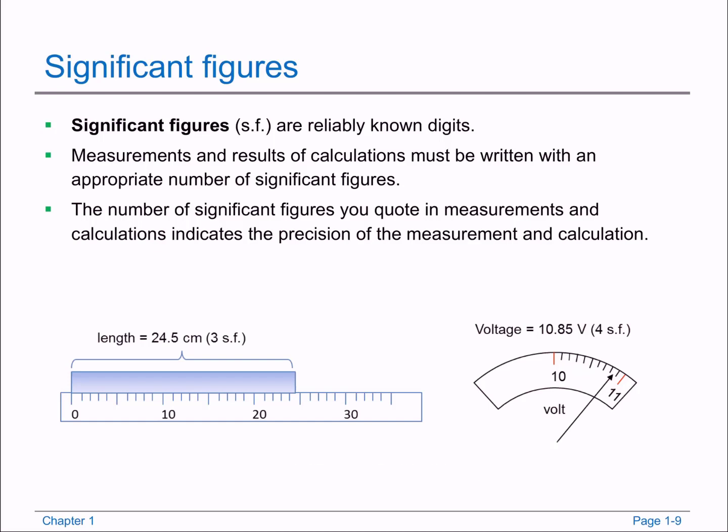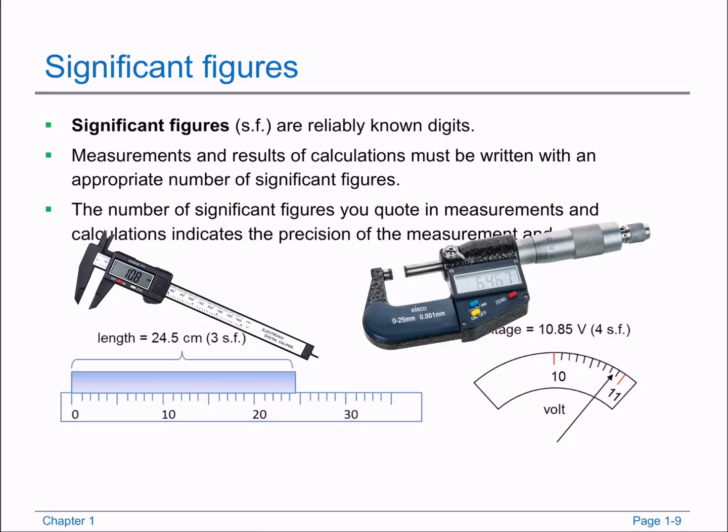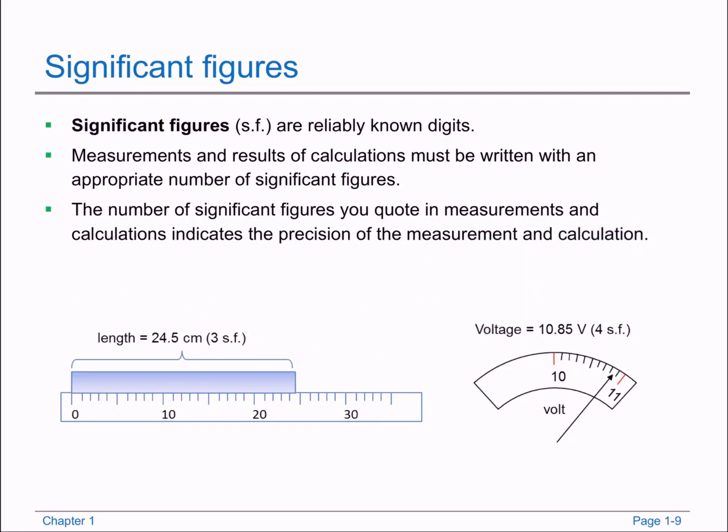For example, if you try to measure the thickness of a paper, the result that you get from using, for example, a Vernier caliper is going to be less precise as compared to the result you will get if you use a micrometer screw gauge. So, how is this difference in the precision reflected in your measurement result? Now, the answer lies in this concept called significant figures.